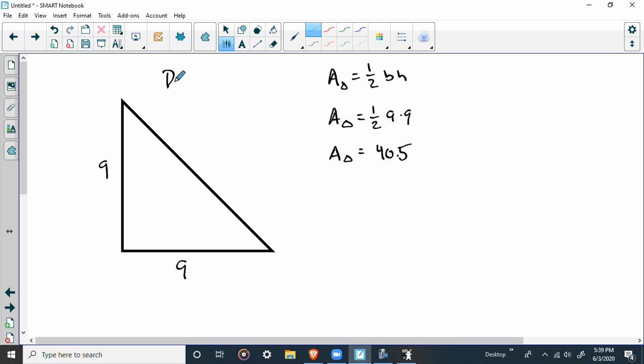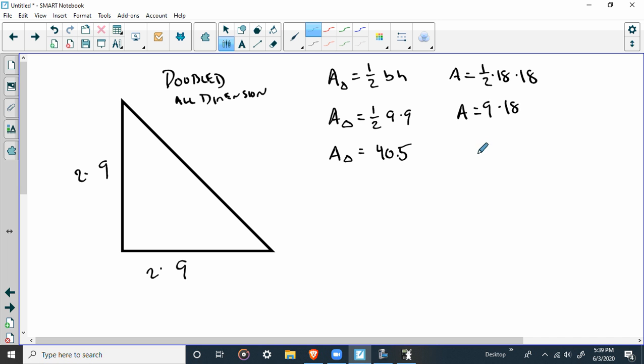What if I doubled all dimensions? Okay, again, think about what we just did then. Well, I multiplied this side times 2 and this side times 2. So what's going to happen is it's going to get 4 times as big, right? So my area will actually equal 1/2 of 18 times 18, right? So that means that my area is 9 times 18, which is 90 and 72, 162. That's what you guys got. Okay. Again, what is that? That's 4 times bigger than 40.5.